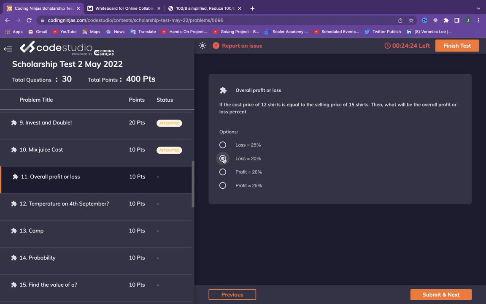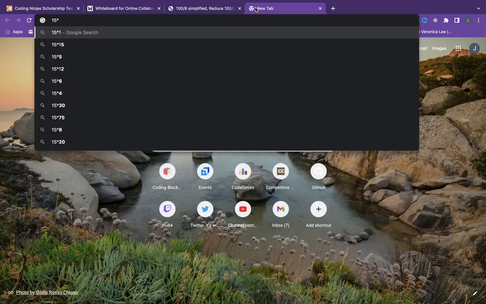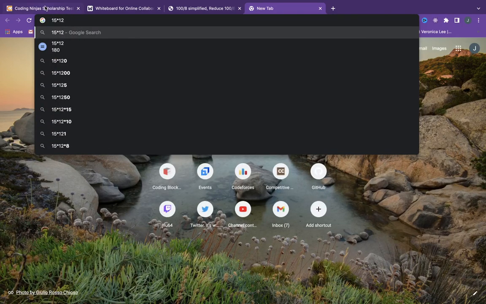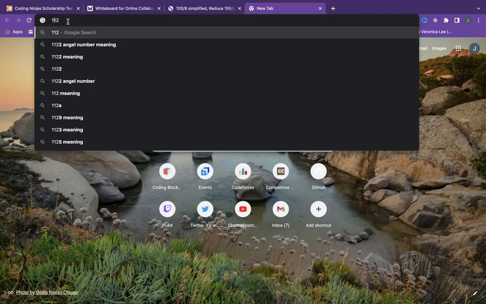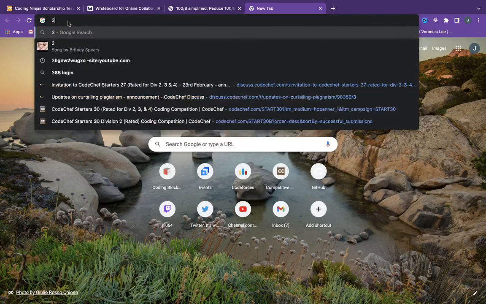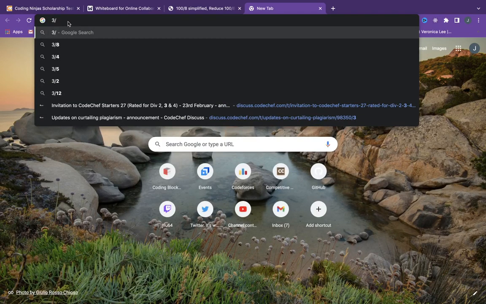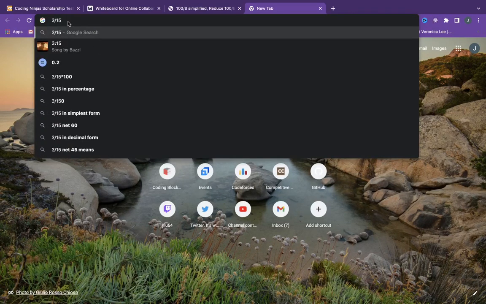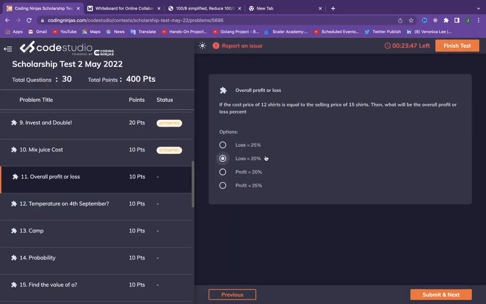Let's say the cost price was, let's say what? Let's say the cost price was 15. So the cost came out to be 180. Right. But this was equal to the selling price of 15. So that means the selling price was 12. So the difference is basically 3 divided by what was the cost? 15. So 20%. 20%.